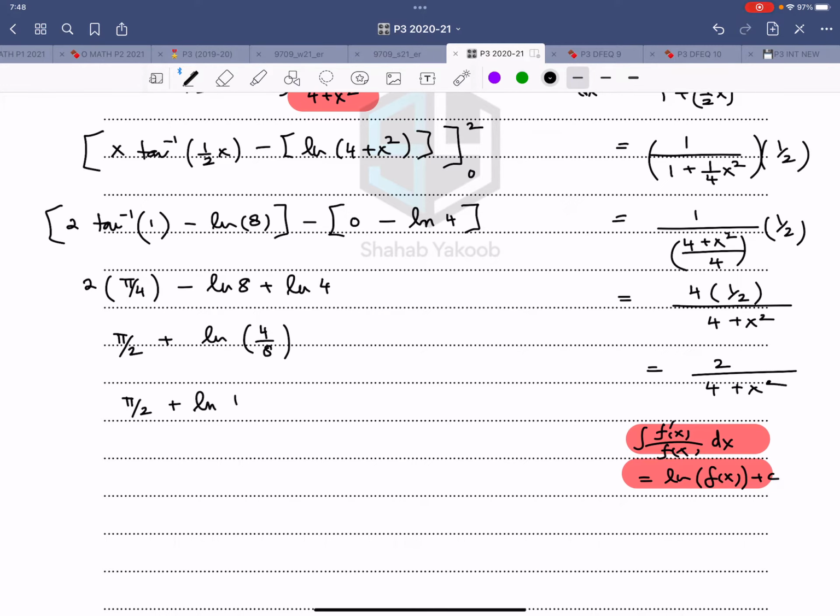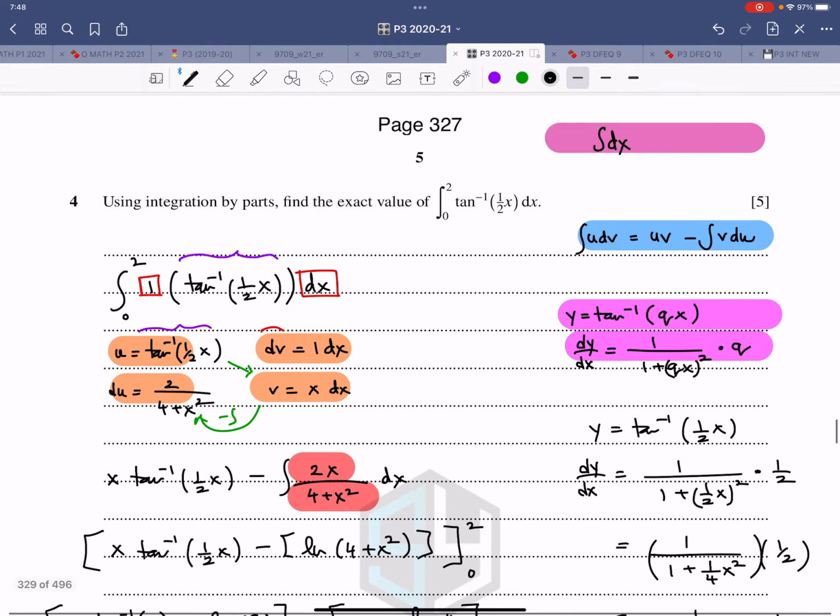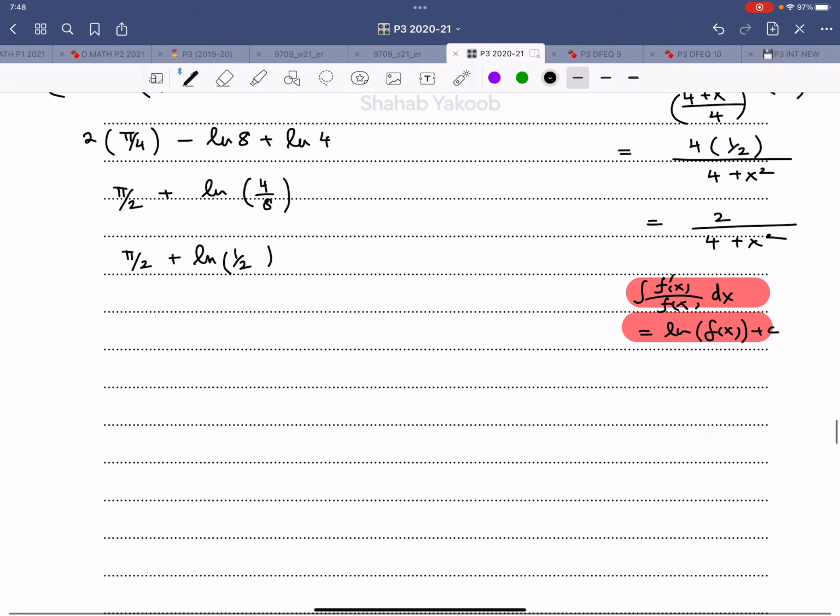Have they specified any particular way? The answer is no. Or pi by 2 plus ln 2 raised to the power of minus 1, or pi by 2 minus 1 ln 2. So this is definitely correct. This is also correct. This is also correct. So there are 3 forms of writing this particular answer. So this is question number 4.